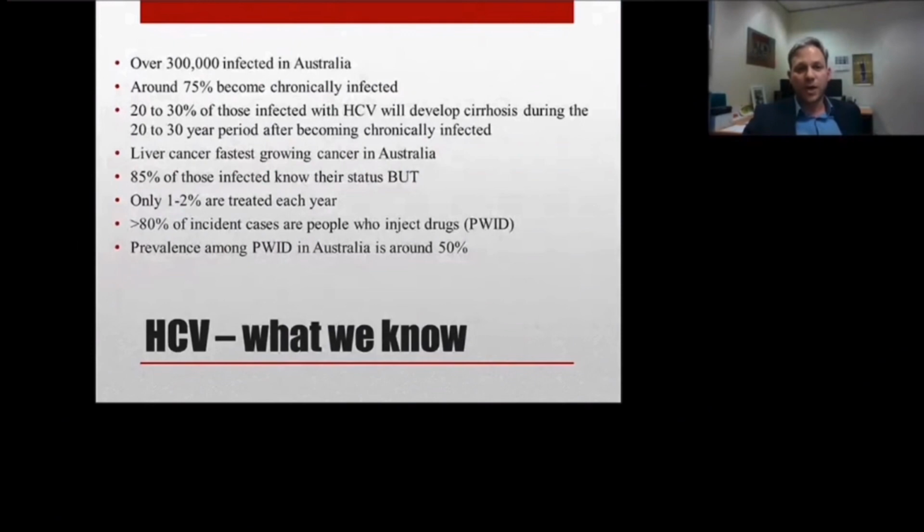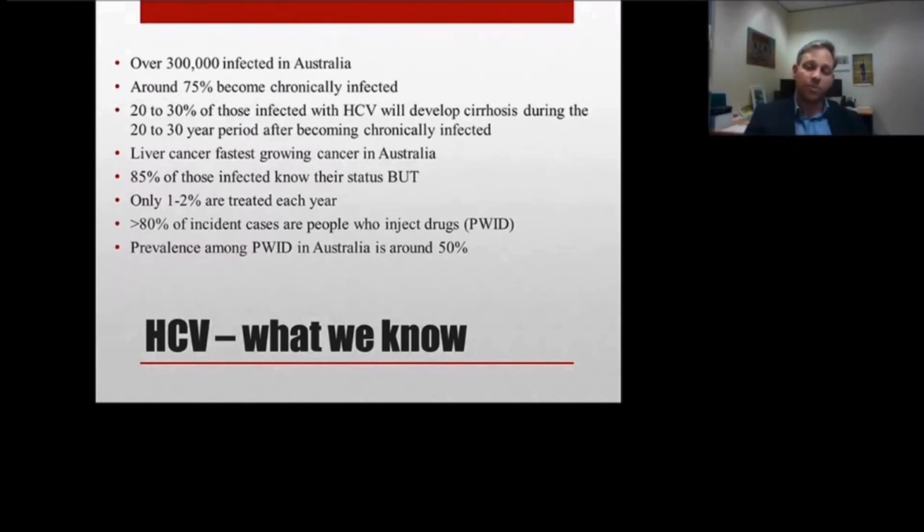But what we've come to know in Australia is that around 300,000 people are infected, 75% chronically, and 20 to 30% will develop cirrhosis in the 20 to 30 years after becoming infected. Liver cancer is a real problem. In Australia, we're lucky, 85% of those infected probably know their status, but our failures are that only 1 to 2% are treated each year, and more than 80% of incident cases are people who inject drugs.